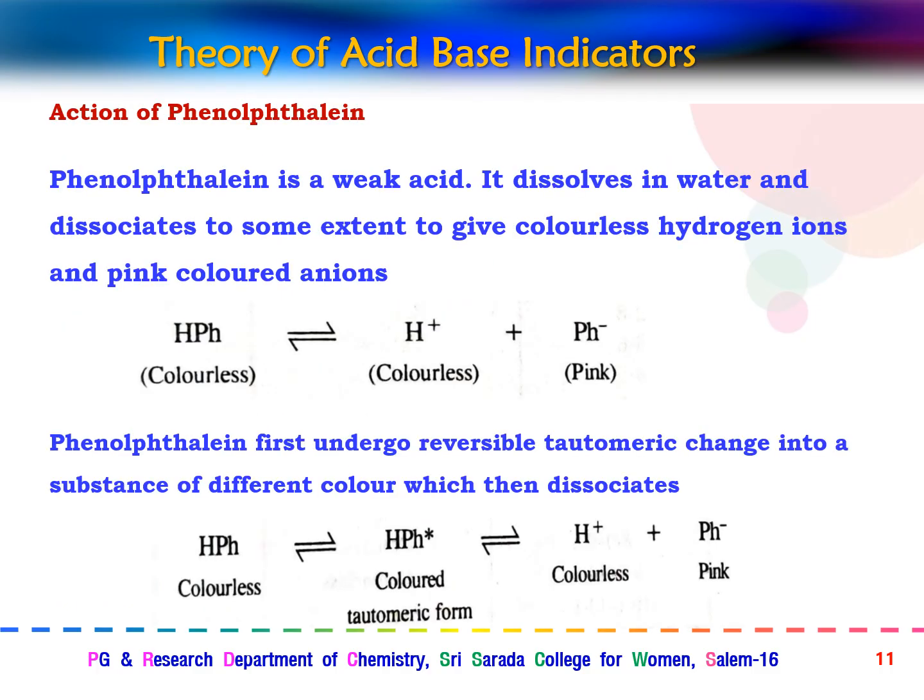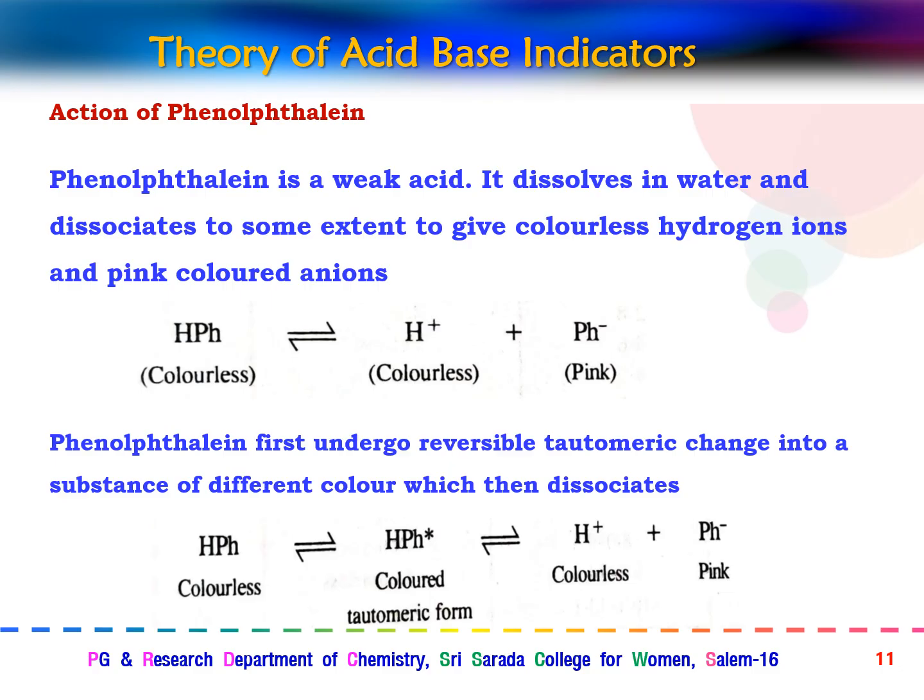Now let us explain the theory of acid indicators by taking phenolphthalein as an example. Phenolphthalein is a colorless weak acid. It dissolves in water and dissociates to give colorless hydrogen ions and pink colored anions. Here it is represented by the equation HPh dissociated into H+ and Ph-.